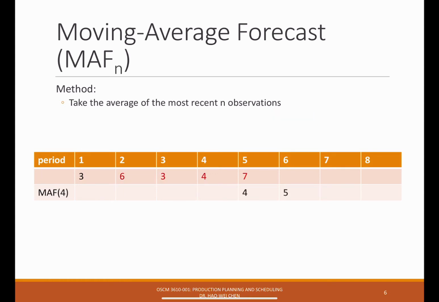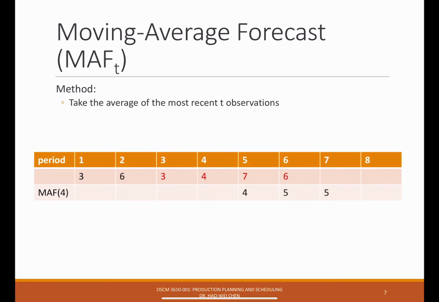And when we move to period number 6, let's say we want to do the prediction for period number 6. Again, we only want to consider the 4 most recent observations. That will be from period number 2 to period number 5. So the calculation will be 6 plus 3 plus 4 plus 7 divided by 4. And you can do the same thing for calculating the forecast result for period number 7 and period number 8. Just remember, we only want to consider the 4 most recent observations.